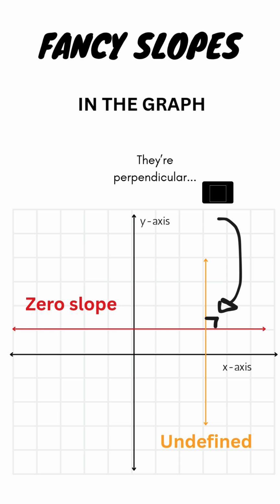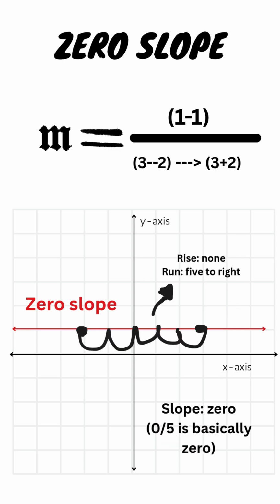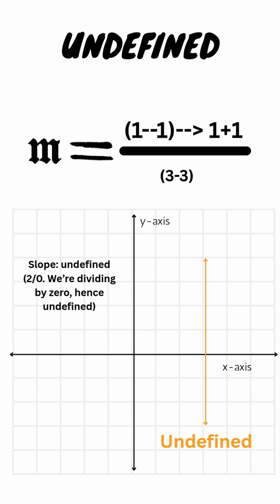What's cool about 0 and undefined slopes is that they're perpendicular to each other, so they form 90 degrees, and perpendicular lines are formed with opposite reciprocal slopes. In 0 slopes, you don't have a rise, just a run, which is just 0 divided by the run's amount. This is going to give you 0, hence why you have a 0 slope. However, in undefined slopes, you're dividing by 0 because you've got no run. Hence why it's undefined. So there you have it.